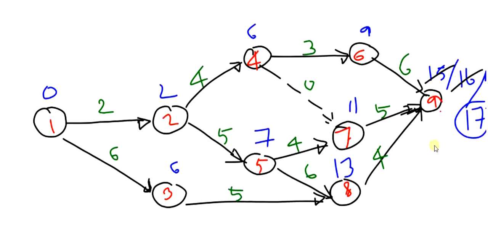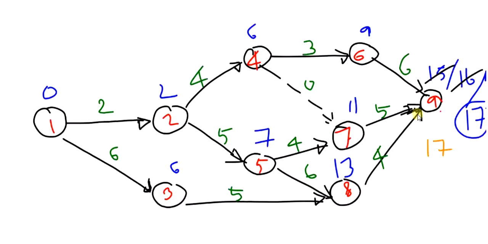Now we will find out the TL values. So what will be TL? For TL, we will move in the reverse direction, that is 9 to 1. We will be moving from 9 to 1 through various paths. Okay, so for the end event 9, the TL value will be 17. I am writing it below the event. 17 is the TL value for 9.